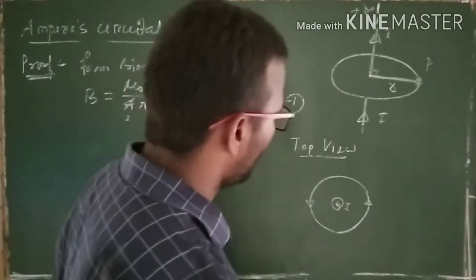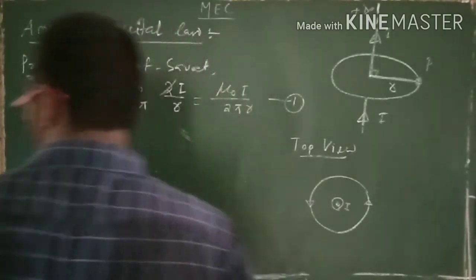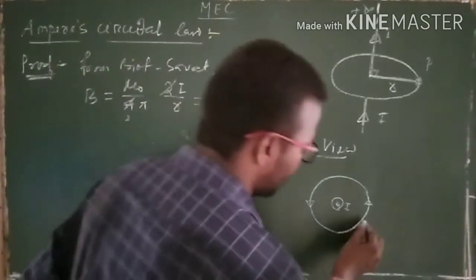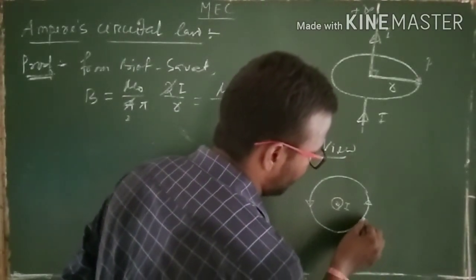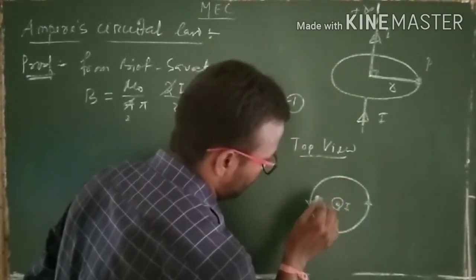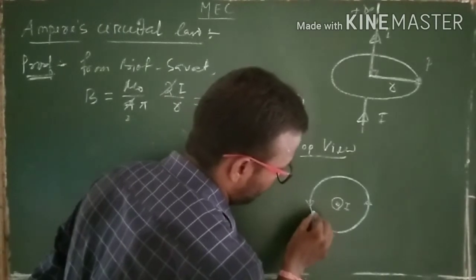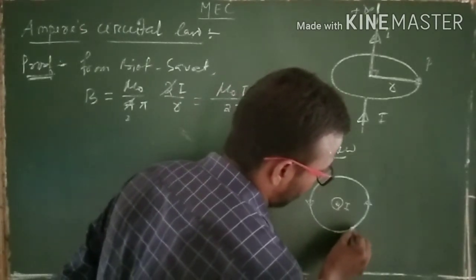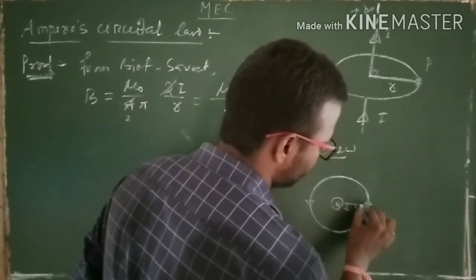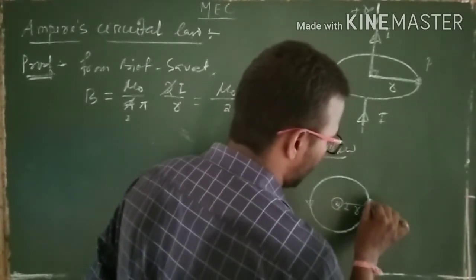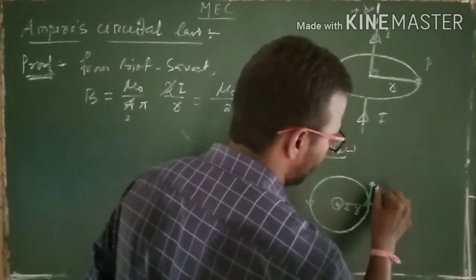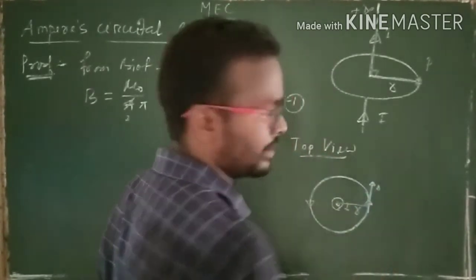Clear? Now we have to draw an Amperian loop of radius r. Suppose this is the Amperian loop over the magnetic field lines, and this distance is r. This is the direction of the Amperian loop, and this is the direction of magnetic field B, which is also along the loop. Clear?